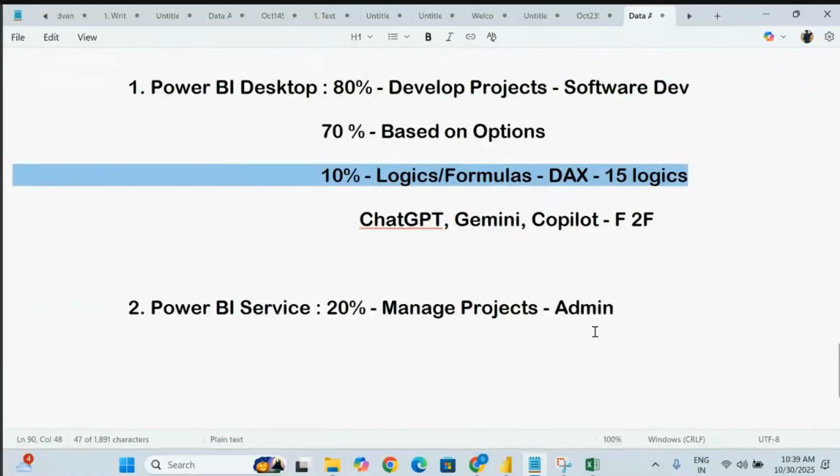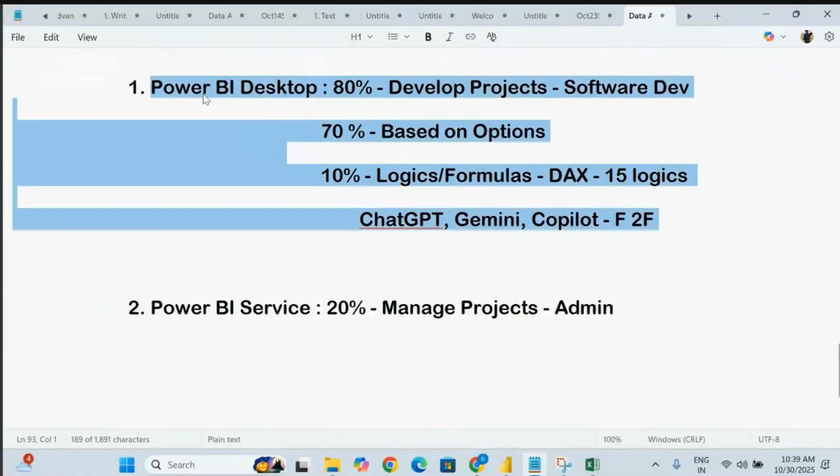So this is how you have to complete your project by using Power BI Desktop. So you are considered as a software developer.